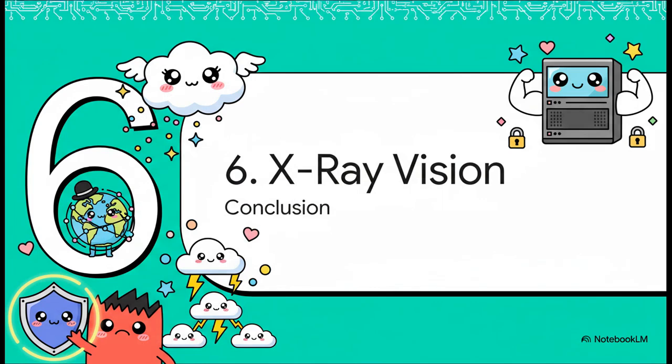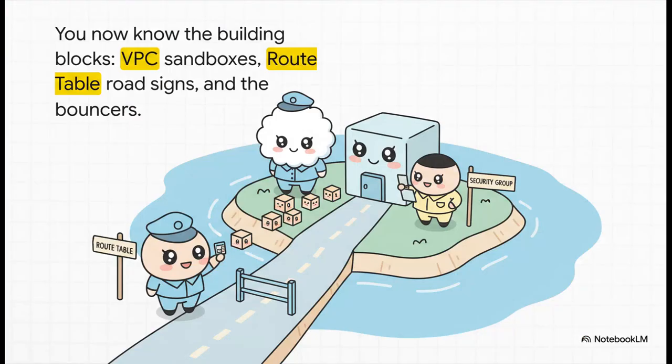All right, so we've gone on quite a journey here, right? We started with one single, complex project, and now we're looking at a secure global network. We've uncovered the core pieces that make it all tick. So let's do a quick recap of what we found. You've basically got the mental model now.